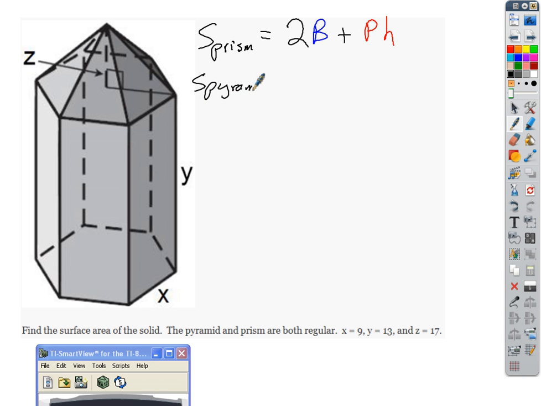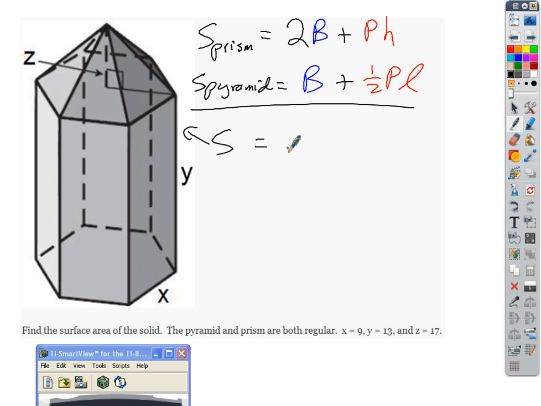Now, if I add up these shapes together, how many total bases are there on this weird combination that I've created? There's only one on the bottom, right? So if I wanted to come up with kind of a weird hybrid surface area, the surface area of that thing would just equal one base plus, I've got to do the lateral area of the prism, so that's going to be that guy, plus the lateral area of the pyramid, which is that term.